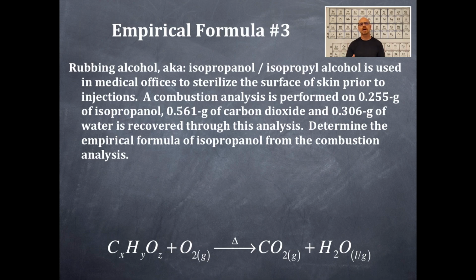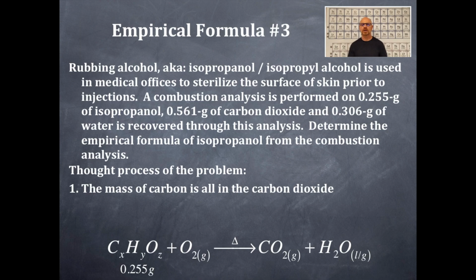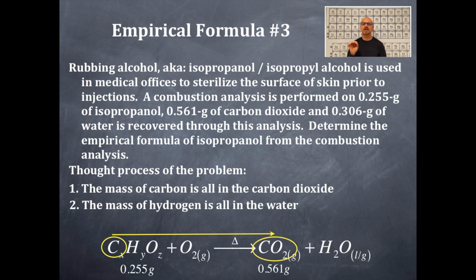So I'm going to step you through a thought process and see how this problem goes. First of all, we have 0.255 grams of the isopropanol that we're going to combust. And then we have to figure out what we're going to do with this. So number one, the mass of the carbon is all in the carbon dioxide. Here's the carbon, and it's going to go all to the carbon dioxide. You see that the other formula on the product side is water. There's no carbon in that. So that means all the mass of the carbon in the isopropanol goes directly to the carbon dioxide. And how much carbon dioxide do we have? 0.561 grams.